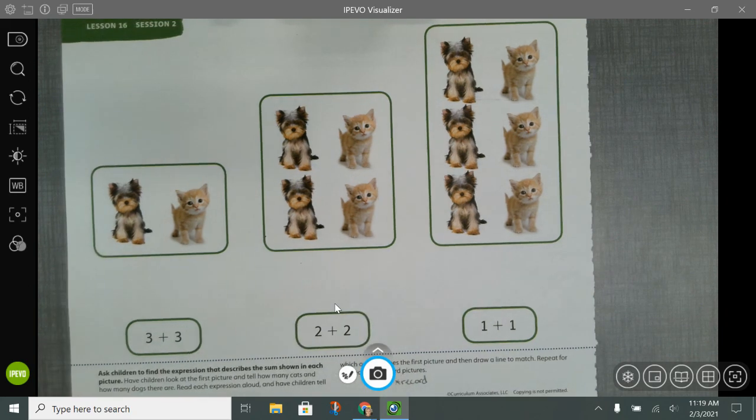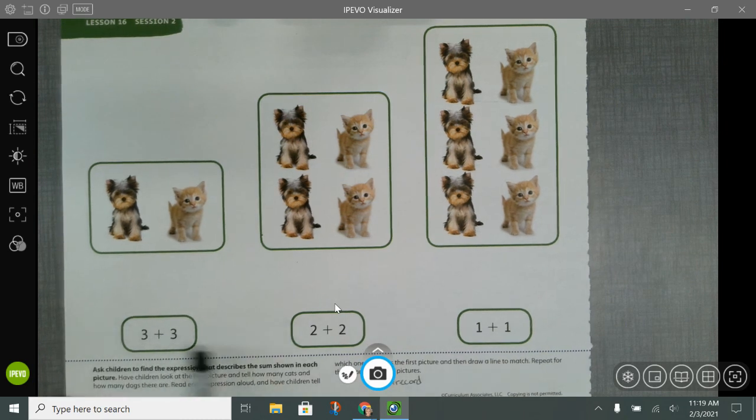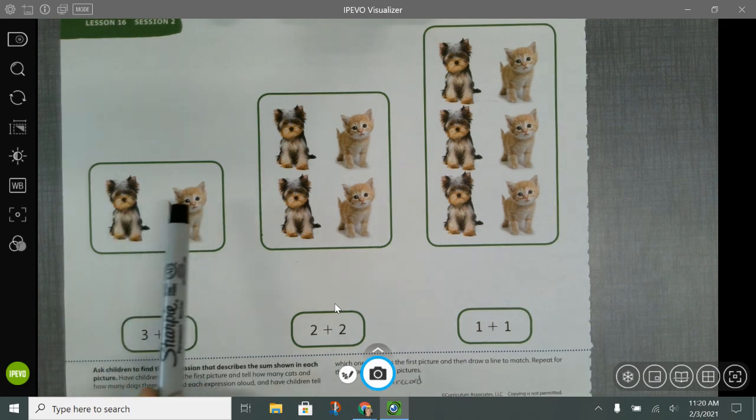Okay, when you're done with this, you're going to take a picture of this in Seesaw, and you're going to record yourself telling your teacher your equation. So if I was going to do this one, I'll help you. I would say 1 dog plus 1 cat equals 2.